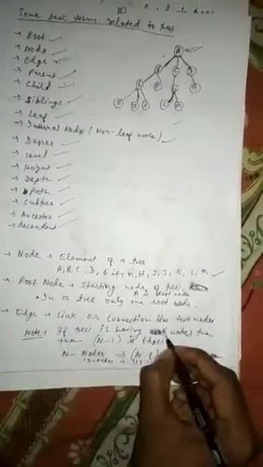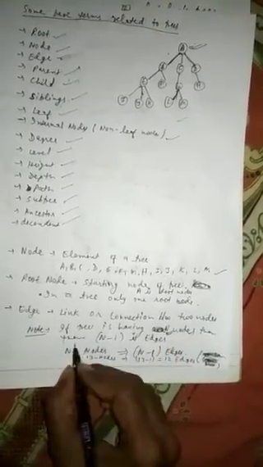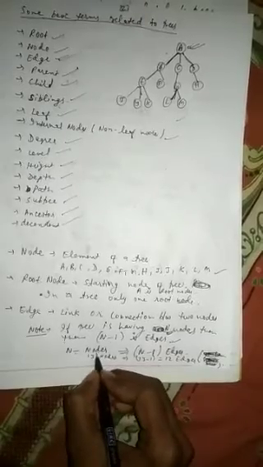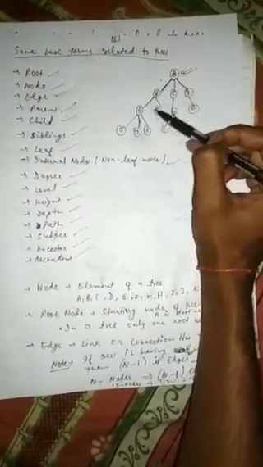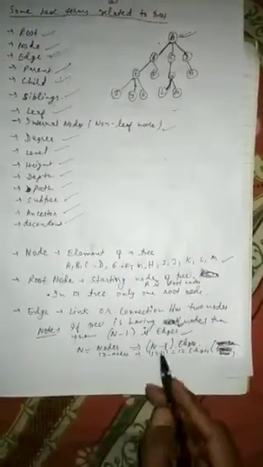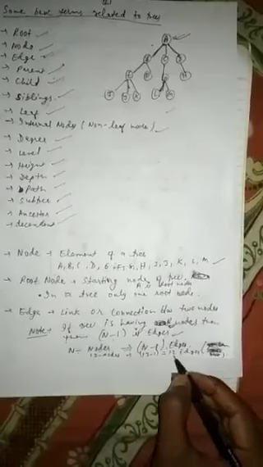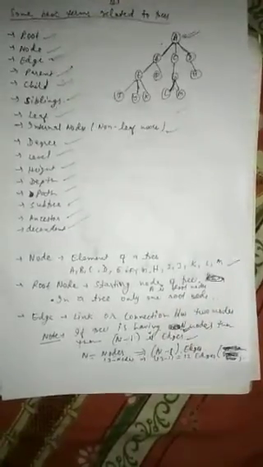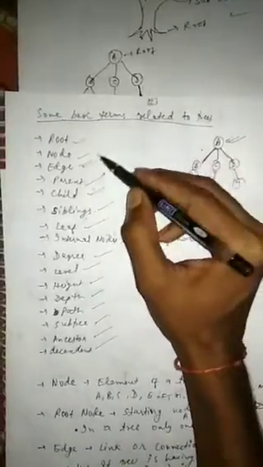We can also find the number of edges, because if a tree has n nodes, then it has n minus 1 edges. Here we count the nodes: 1, 2, 3, 4, 5, 6, 7, 8, 9, 10, 11, 12, 13 nodes. So 13 minus 1 gives 12 edges. Now we have seen edge.